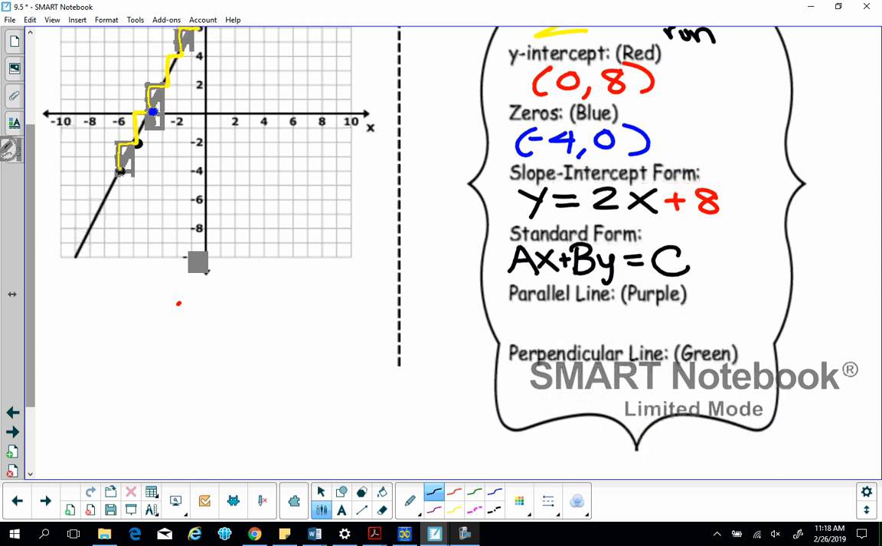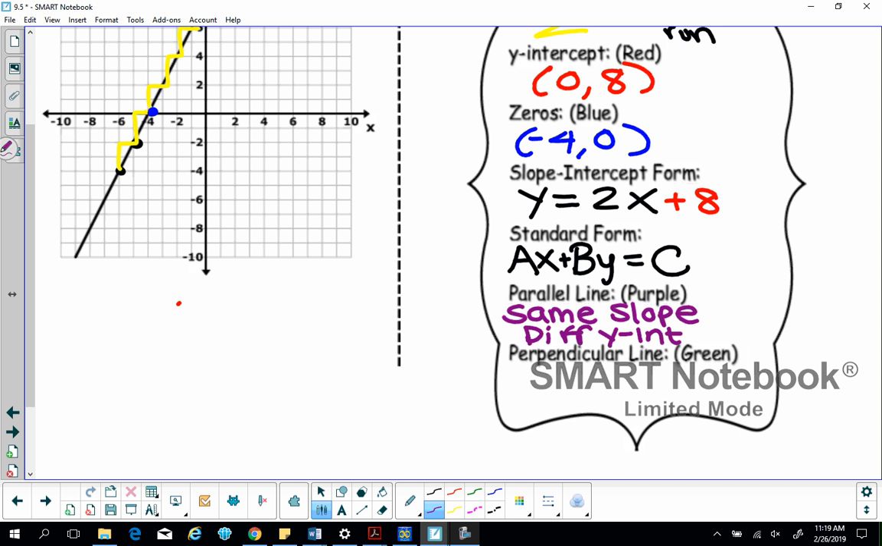What's a parallel line? For a brain bucks, who can raise their hand and tell me how would I know if a line is parallel? It's 2 lines, but what about them? They're not touching. Exactly. They don't cross. What's the same about them, though? They have the same slope. Exactly. Do they have the same y-intercept though? No. So right here, just write same slope, different y-intercept.